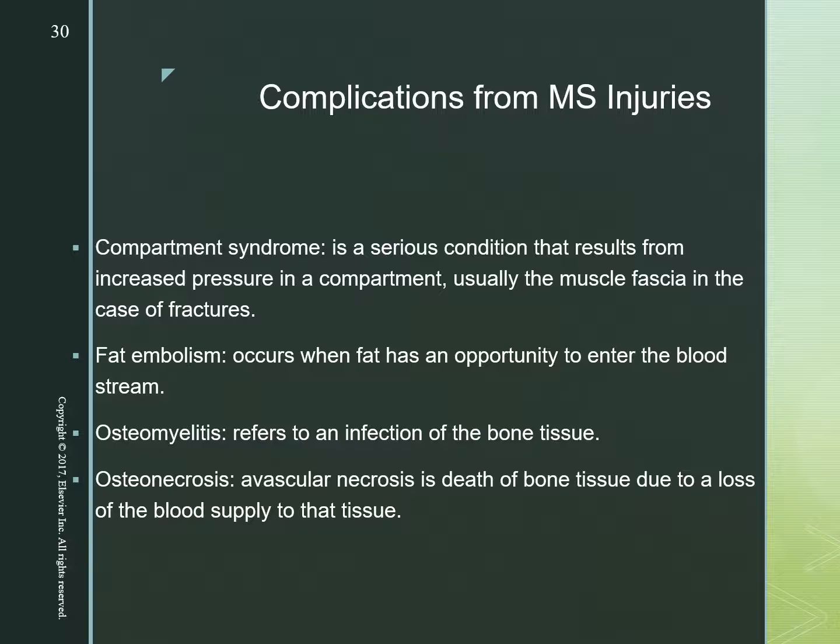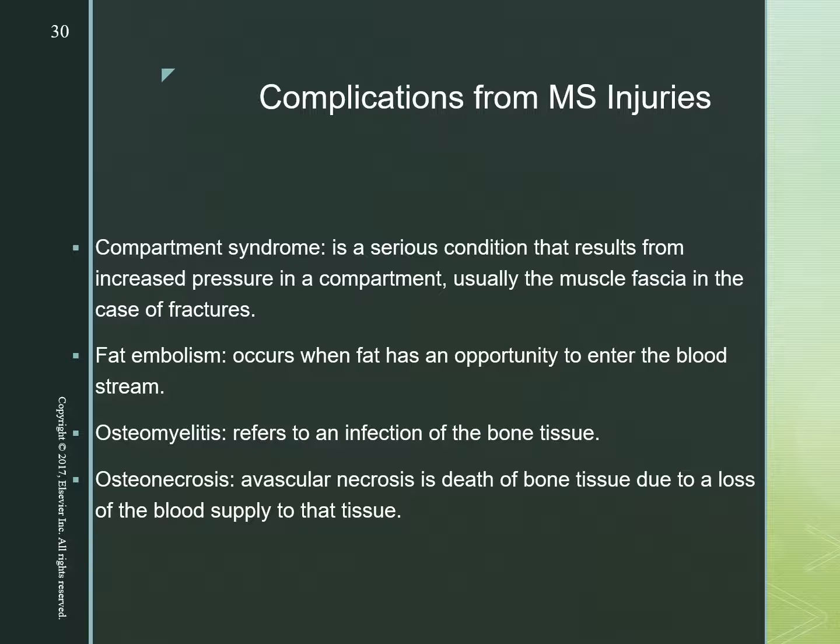Complications from musculoskeletal injuries. Compartment syndrome is a serious condition that results from increased pressure in the compartment, usually the muscle fascia in the case of fractures. In compartment syndrome, the pressure impinges on the nerves and the blood vessels within the compartment, potentially compromising the distal extremity. Symptoms include excruciating pain beyond what would be expected given the injury. Measure the pressure of the muscle fascia, and treatment is immediate fasciotomy to relieve the pressure.